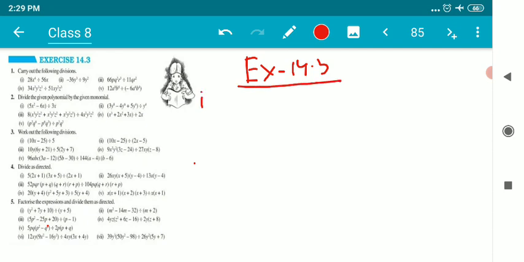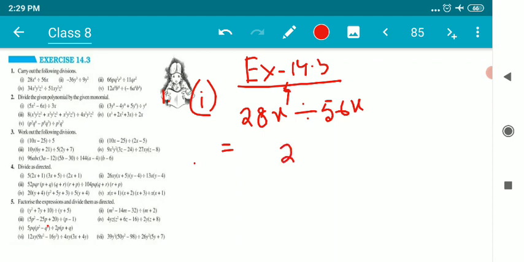I'm starting from question number 1. The question is 28x to the power 4 divided by 56x. Now how can we calculate this? As we can see, this division of expressions contains some variables as well as some numerical coefficients. So our job is to expand this in its real form.